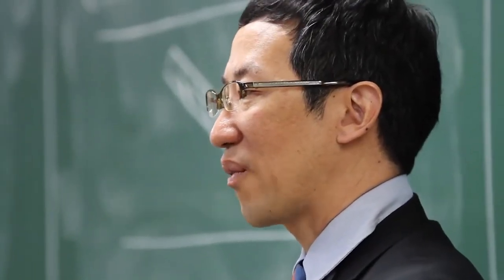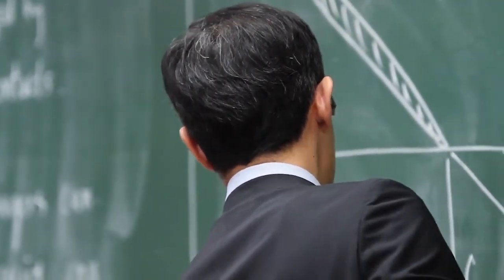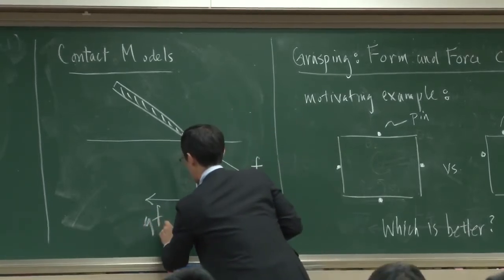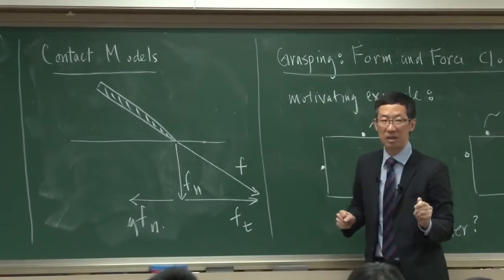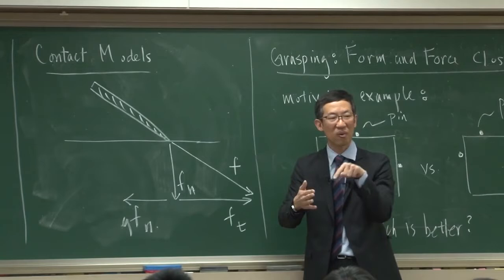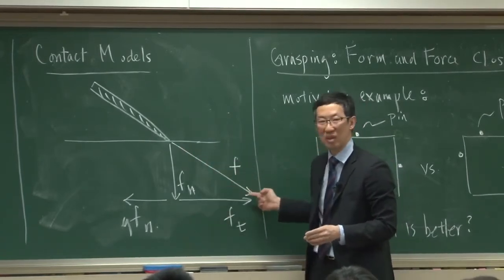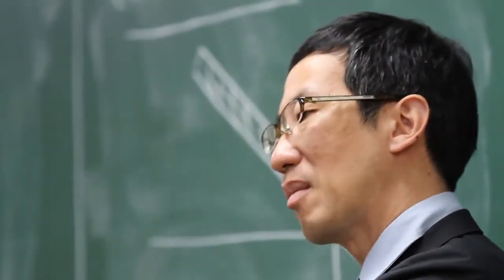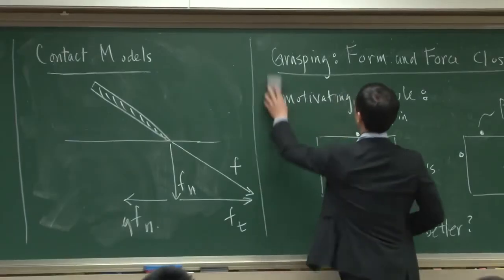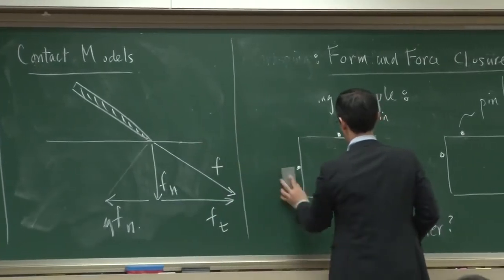The Coulomb friction is given by mu times the normal force, mu Fn. This friction force is in the direction opposite to the force being applied. It resists the motion. So it looks like this. Let's just complete the triangle here to make it look nicer.